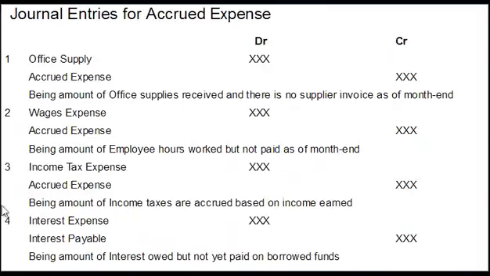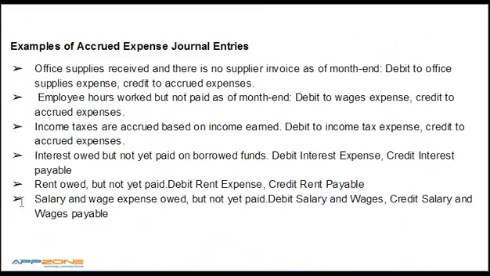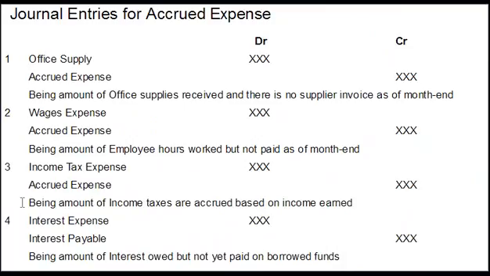So let's look at number 4. It said interest owed but not yet paid on borrowed funds. So how are we going to treat that one? Look at number 4. Interest expense is going to be debited, and interest payable is going to be credited. Being amount of interest owed but not yet paid on borrowed funds. So whenever we pay this money, we just debit the interest payable to nail it off, and it goes back to 0. Then we credit where we need to credit.